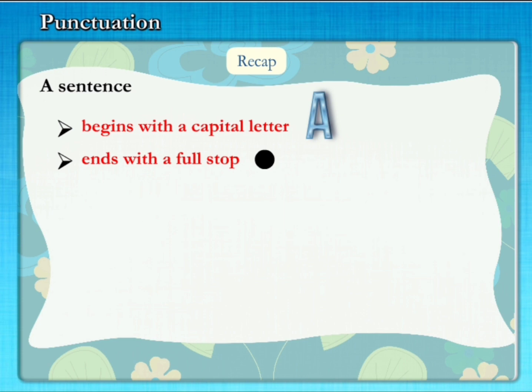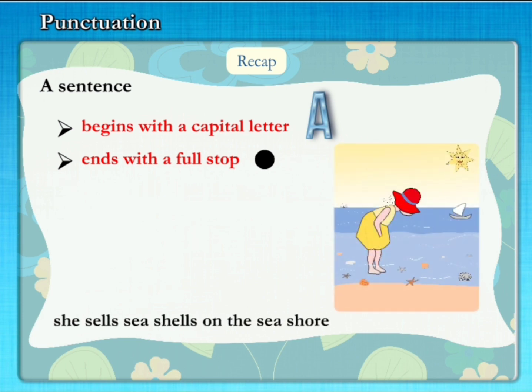Let us look at this group of words. She sells seashells on the seashore. Is this a sentence? Do we know where the sentence begins and where it ends? Does it end at the word shells or does it end at the word shore? How can we be sure?